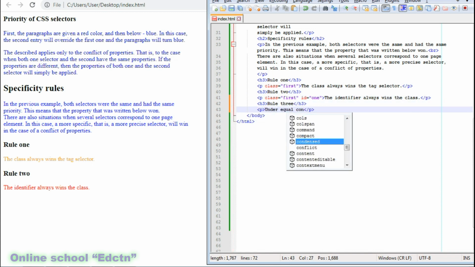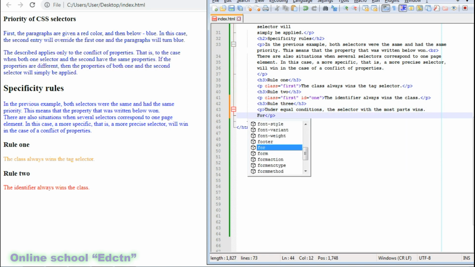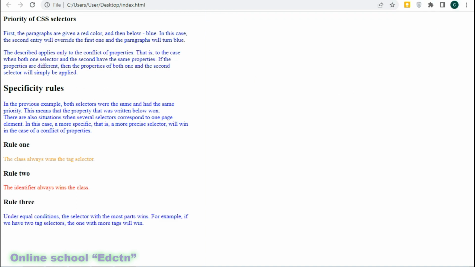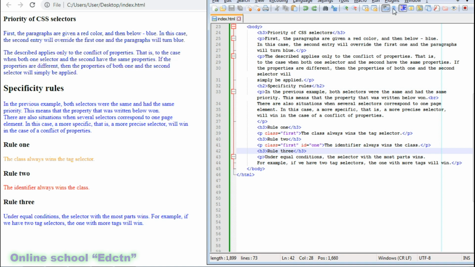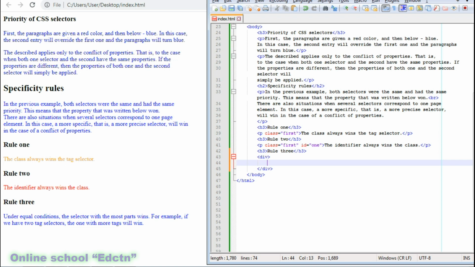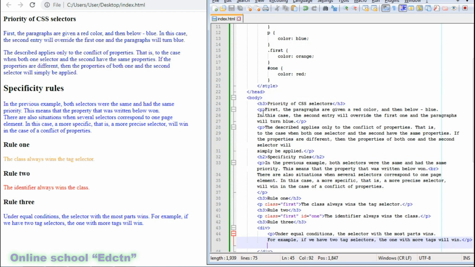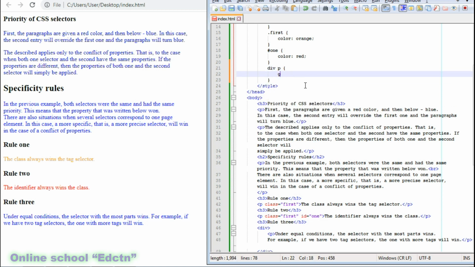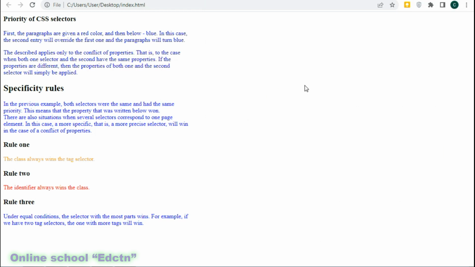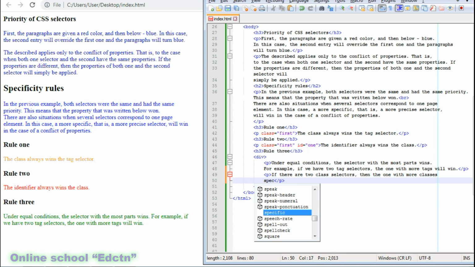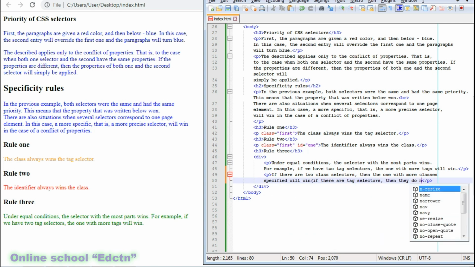Rule 3. Under equal conditions, the selector with the most parts wins. For example, if we have two tag selectors, the one with more tags will win. If there are two class selectors, then the one with more classes specified will win. If there are tag selectors, then they do not affect.